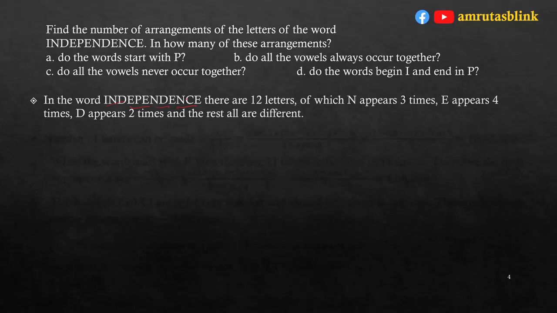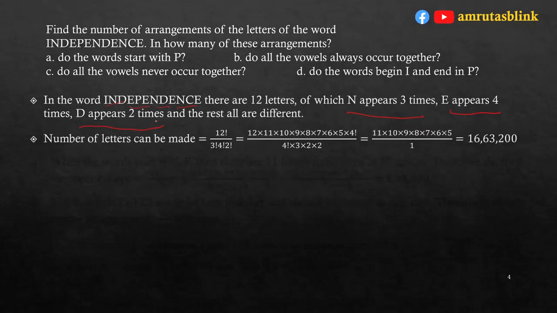So there are a total of 12 letters, out of which N appears 3 times, E appears 4 times, D appears 2 times, and the rest are unique letters. So without any condition, the number of words we can make is 12 factorial upon 3 factorial into 4 factorial into 2 factorial. Initially we will solve this.